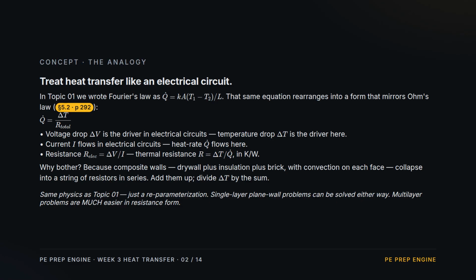One rewrite. Q dot equals K times A times delta T over L becomes Q dot equals delta T over R total. Temperature drop plays voltage, heat rate plays current, thermal resistance is delta T over Q dot. Why? A composite wall, drywall plus insulation plus brick, convection on each face, collapses into resistors in series. Add them up, divide delta T by the sum.